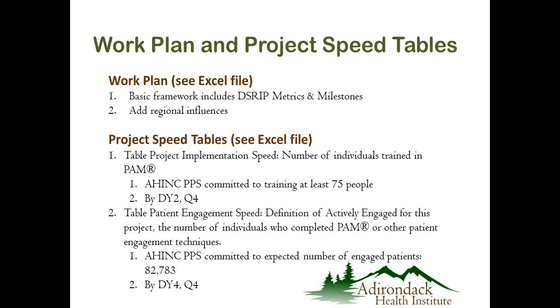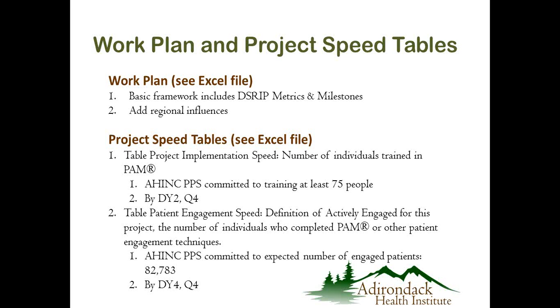And again, the numbers in red are the numbers that the PPS has already committed to at the PPS network level. So we were required to show patient engagement that built over time to reach the total number of the population that DOH identified. So that's why it builds up to that 82,000 number at the end of DSRIP year 4, as that would be all of those uninsured plus non and low utilizing Medicaid patients.